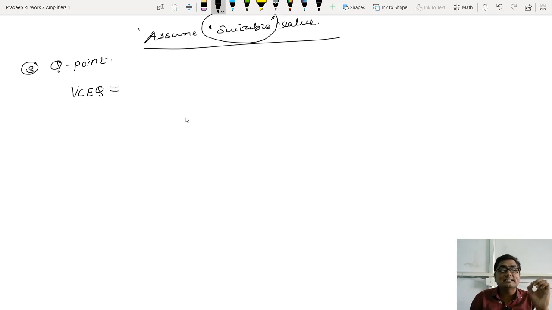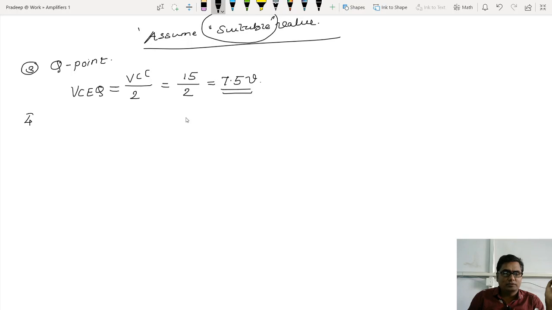If I want to set the Q point exactly at the center of the DC load line, then I must have VCEQ equal to VCC by 2. Now VCC you have assumed, I got 15, then divided by 2. It means for my case VCEQ is equal to 7.5 volt. Isn't it so simple? Now the fourth step.